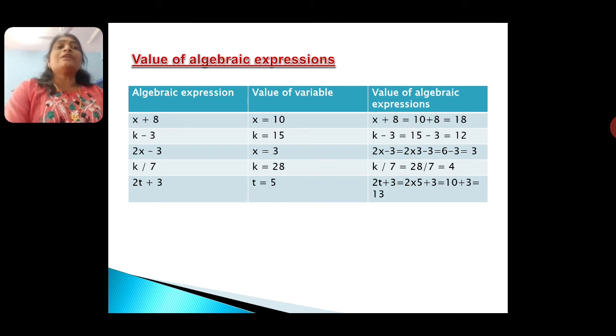Next example, 2t plus 3, t is equal to 5. Then the value of expression 2t plus 3 equals 2 into 5 plus 3, 10 plus 3 gives 13. In this way, we can find the value of algebraic expressions.